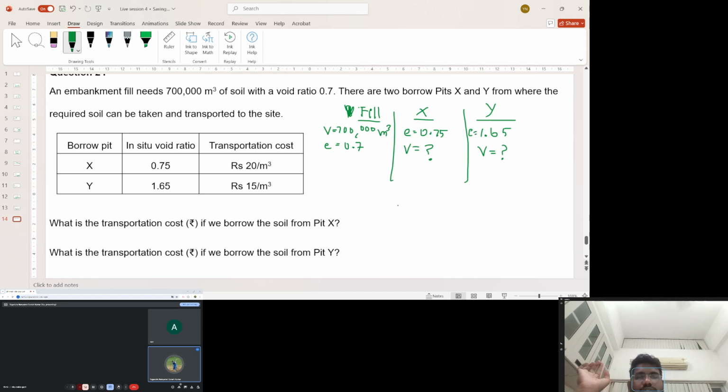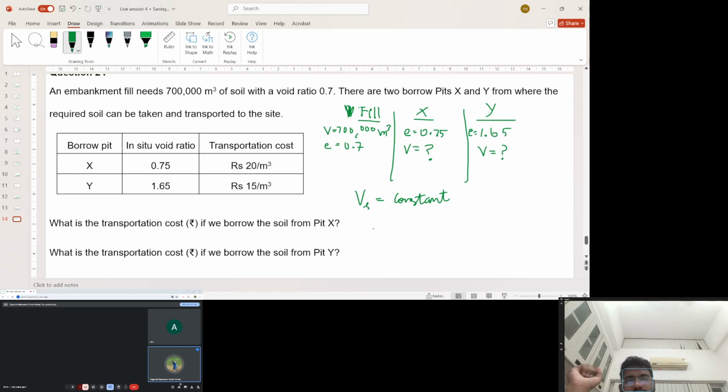So the only thing which remains constant is which parameter? Volume of the solids. Yes. So volume of solids is constant, and how can we retrieve the volume of solids? We have total volume here and voids ratio for fill. So that can be used to back compute volume of solids, and further that can be used to calculate the total amount of volume of X and Y.